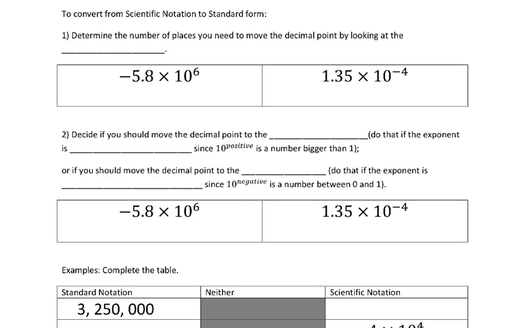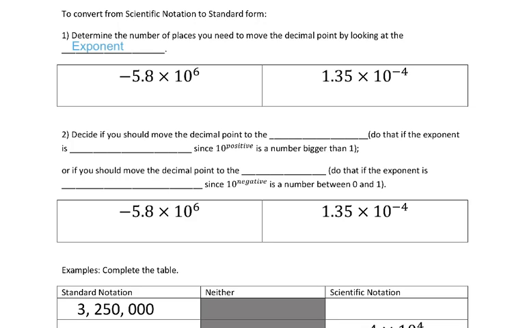This lesson is a continuation of 4.2 and 4.3, but this one is focusing on starting with scientific notation and converting it to standard form. So the steps are: determine the number of places you need to move the decimal point by looking at the exponent.